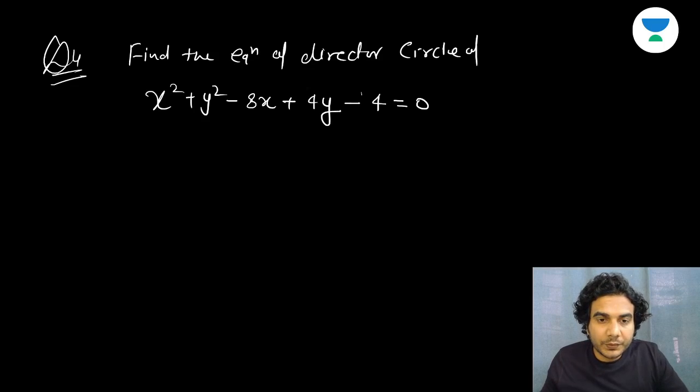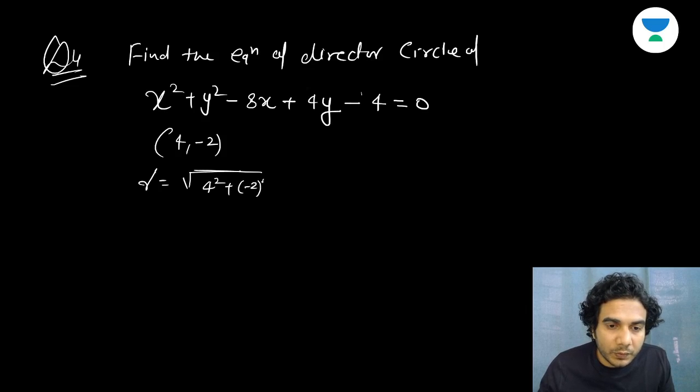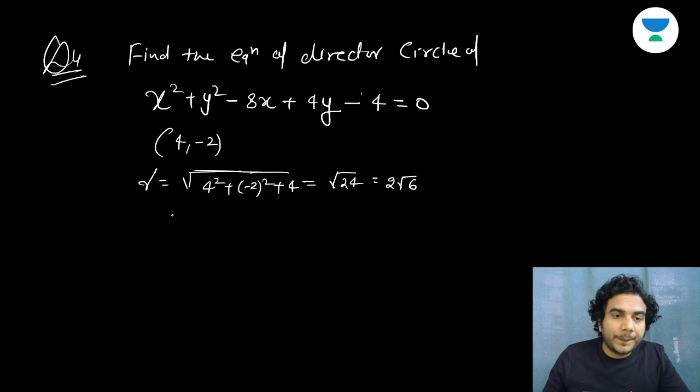All right. So now let's see what is the center of the circle. Center of the circle is (4, minus 2), and if you write the radius of the circle, so radius is under root of 4 square plus (minus 2) square plus 4. All right, this is the radius. So radius is 4 plus 4, 8, 8 plus 16 is under root of 24. So the radius is 2 root 6, right? 2 root 6. Okay. So now the director circle, equation of director circle.